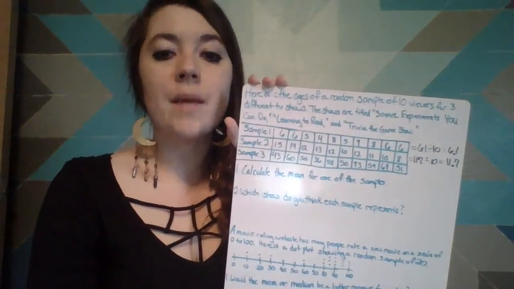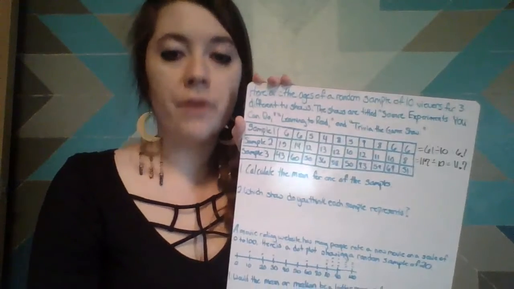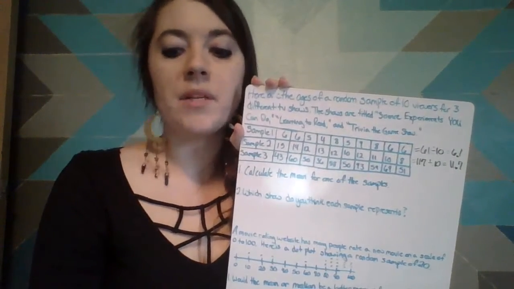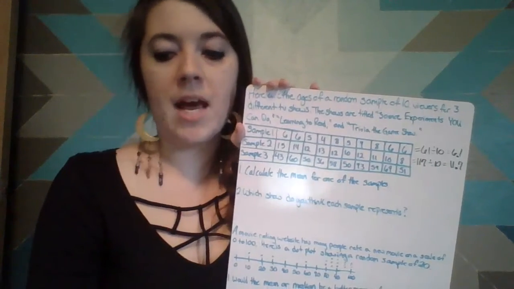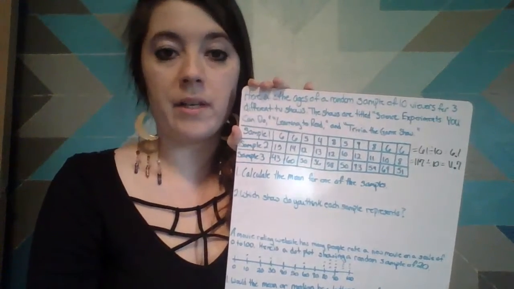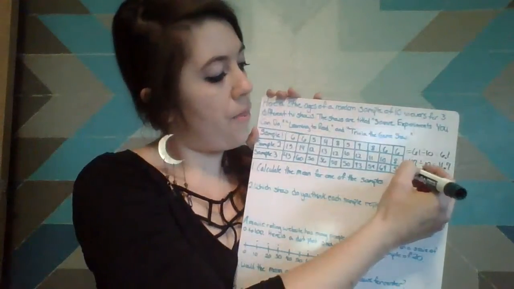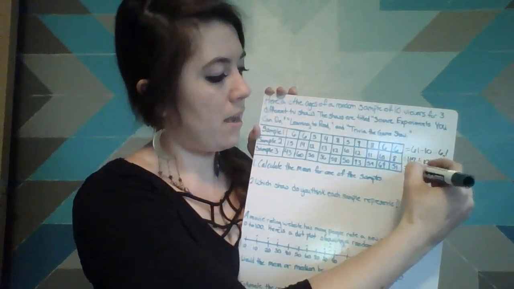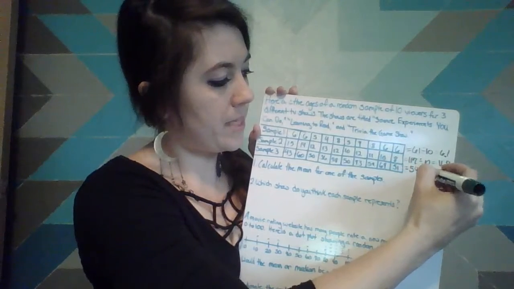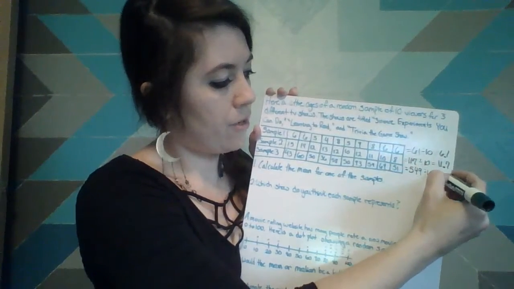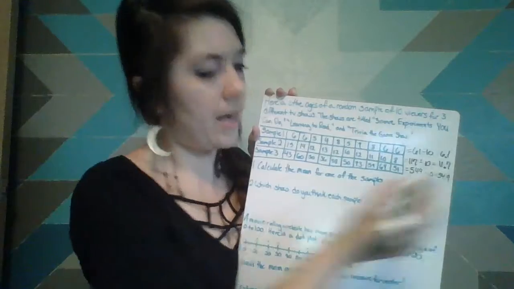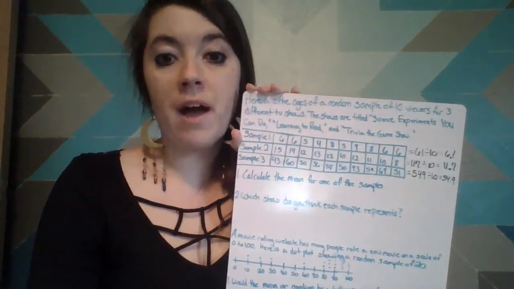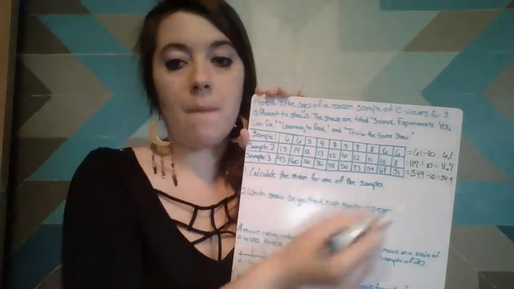For sample 3, we're going to add 43 plus 60 plus 50 plus 36 plus 58 plus 50 plus 73 plus 59 plus 69 plus 51. Add all those together, and we're going to end up with 549. Once again, dividing by 10, so 54.9. So the average for sample 3 is about 55 years old. Those are all our means for the samples.